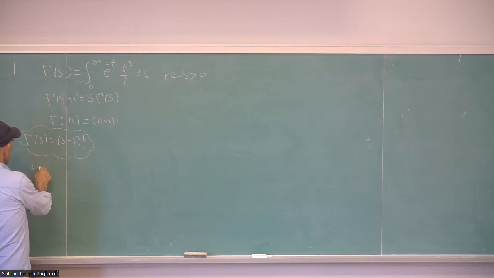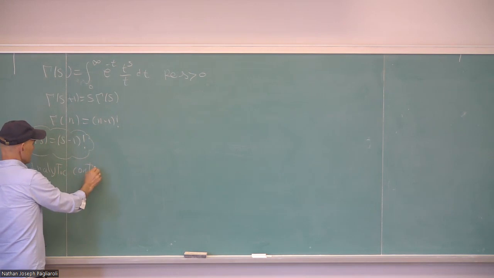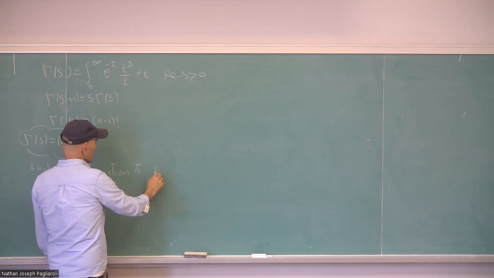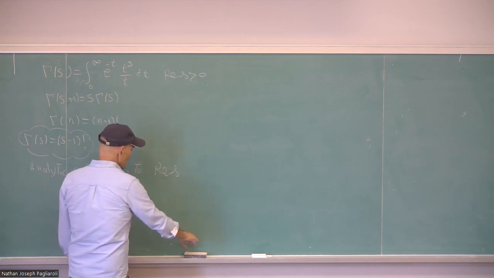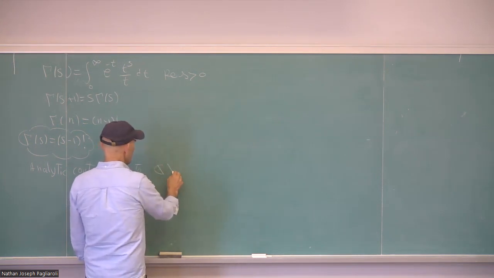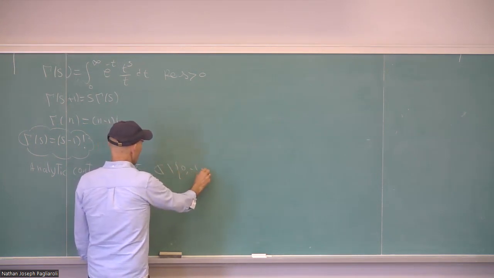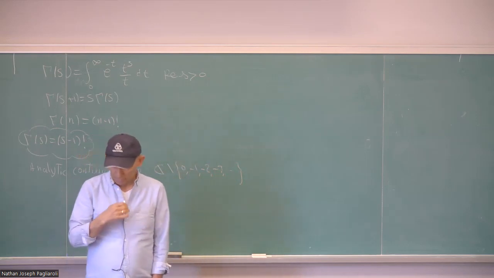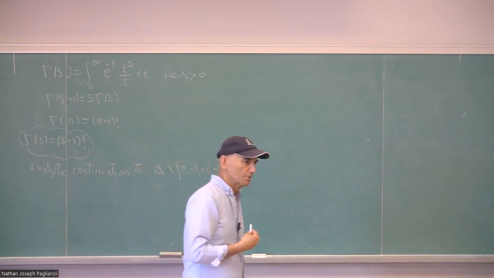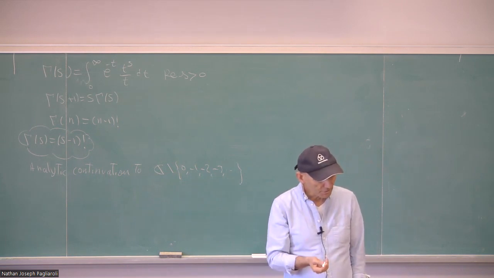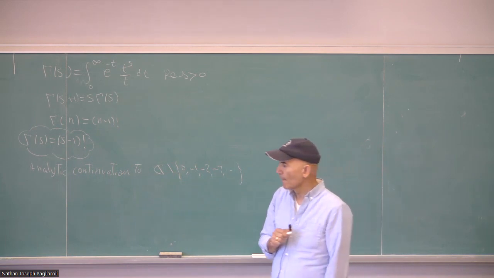So the idea is analytic continuation to real part of s. Actually, what we are going to show is that it can be analytically continued to C, take away 0, minus 1, minus 2, minus 3. So I'm going to show that it can be analytically continued to all complex numbers except negative integers and 0. Okay?